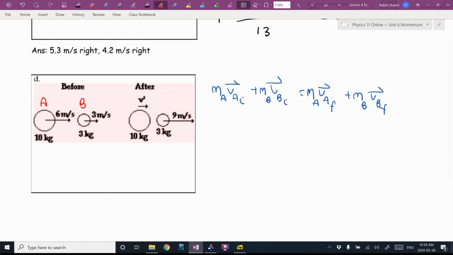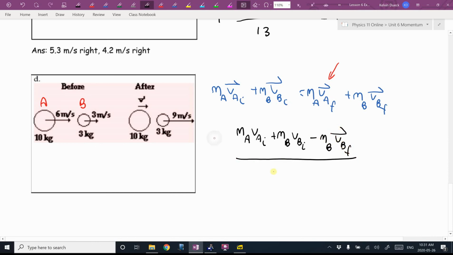And I guess I am getting that by itself. I think I'm going to minus this over to that side, so I'm going to end up with mass A, velocity A initial, plus mass B, velocity B initial, minus mass B, velocity B final, and then I'll divide by mass A to get that by itself. And then if you don't mind, I'm going to put the VA final over here on the left because that's where we're used to seeing it. Here you go.